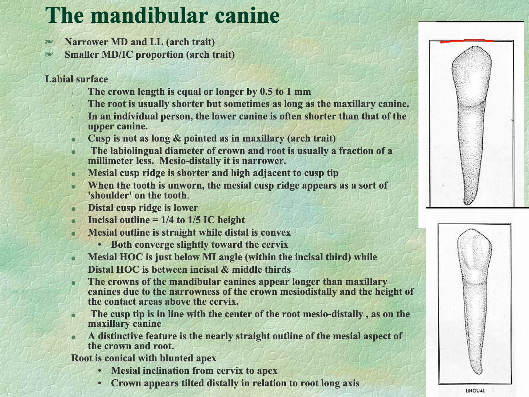The cusp is not as long and pointed as in the maxillary, which is an arch straight. As you can see, it's not so sharp. The labiolingual diameter of the crown and root is usually a fraction of a millimeter less. Mesiodistally, it is narrower. The mesial cusp ridge is shorter and high adjacent to the cusp tip, as you can see here. The distal cusp ridge is lower, which means, by definition, that the contact point is heading toward the cervix.